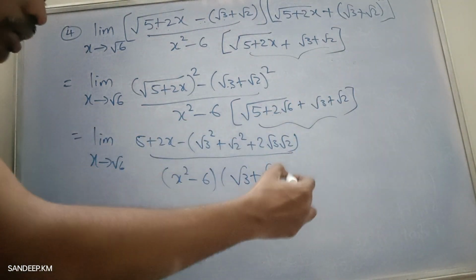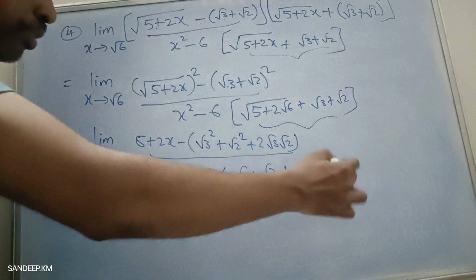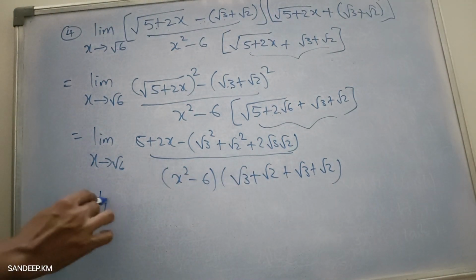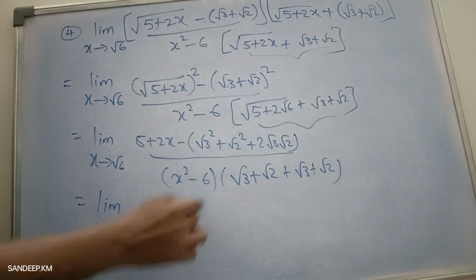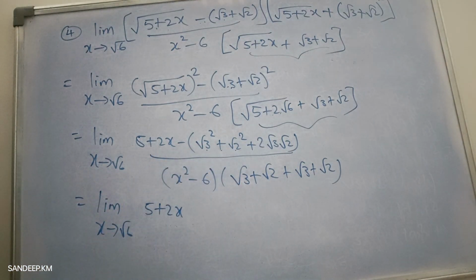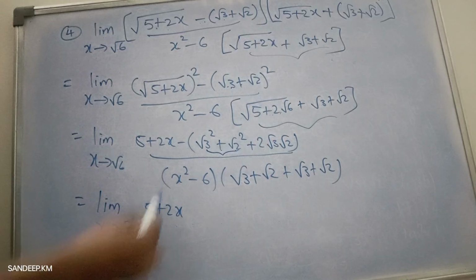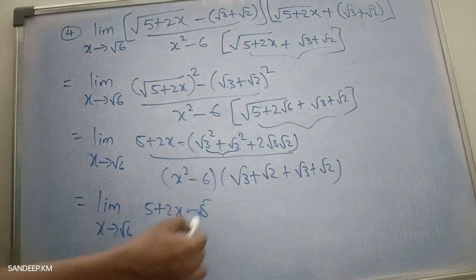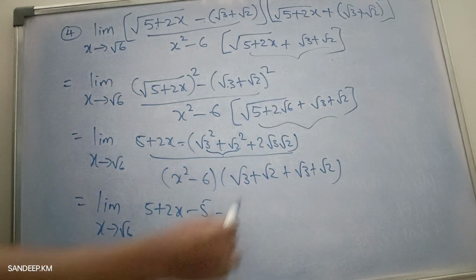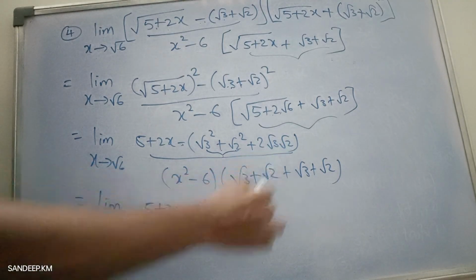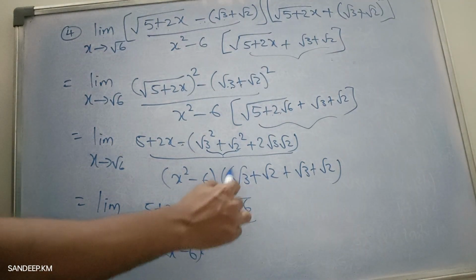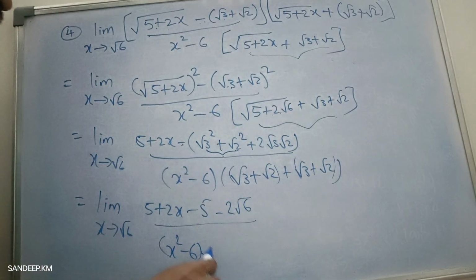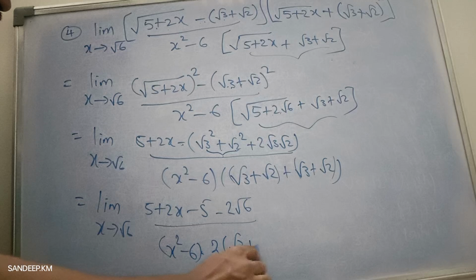Okay now, so plus again root 3 plus root 2. And dear students, limit x approaches root 6, 5 plus 2x as it is, this is 3 plus 2, so this will become how much? This will become 5. So minus 5 minus into plus minus 2 into root 3 into root 2 is root 6. Okay, divided by x square minus 6 into root 3 plus root 2 plus root 3 plus root 2 is 2 times root 3 plus root 2.